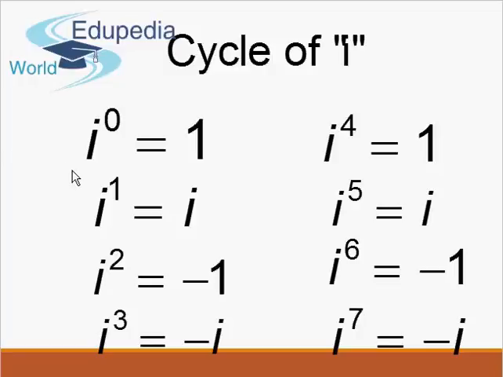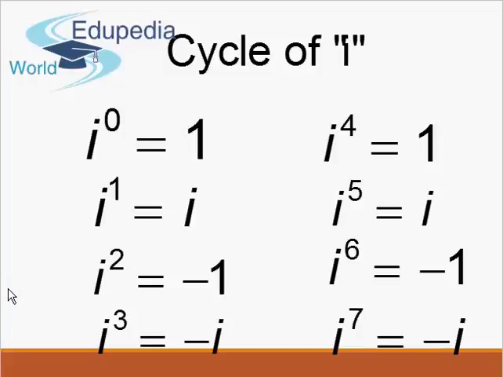Now, moving on, i raised to the power of 1. Anything that is raised to the power of 1 is the same thing again. 5 raised to the power of 1 is 5, 7 raised to the power of 1 is 7, 22 raised to the power of 1 is 22. So this is just basic knowledge, and there's nothing new to learn here. Remember that i raised to the power of 0 is 1, and i raised to the power of 1 is i.